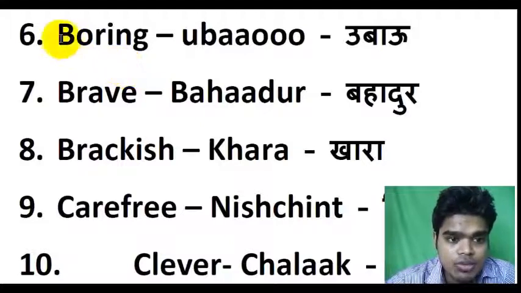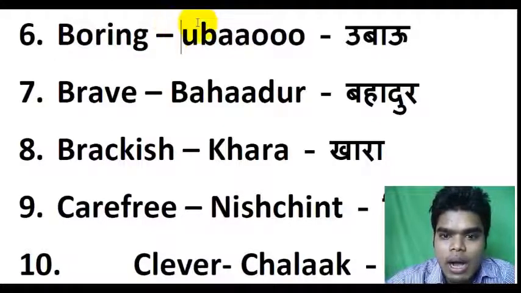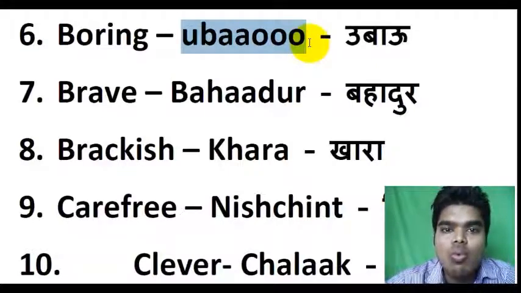Here, this is the sixth word, which is called boring. Boring in Hindi, we say ubaaooo, right? Oo is a lengthier one. Ubaaooo. Oo is lengthier, right? So it's ubaaooo.